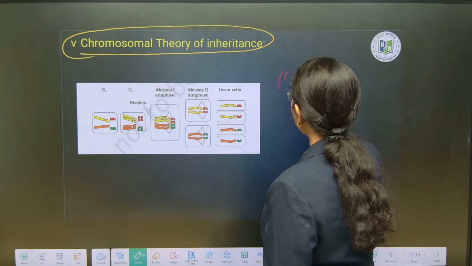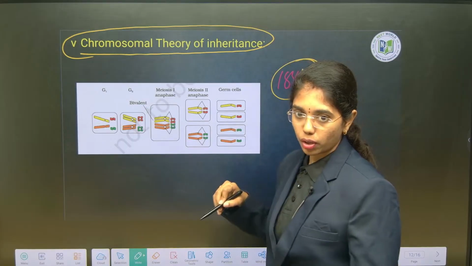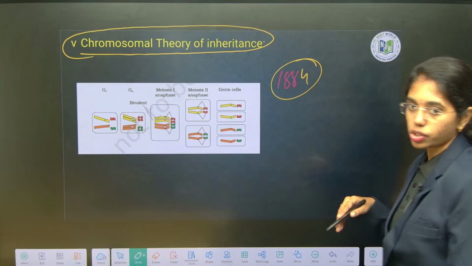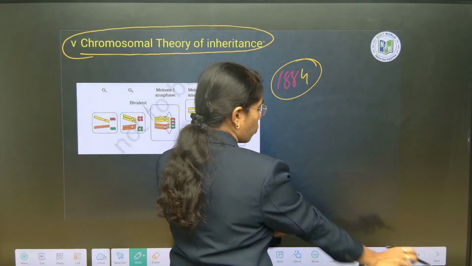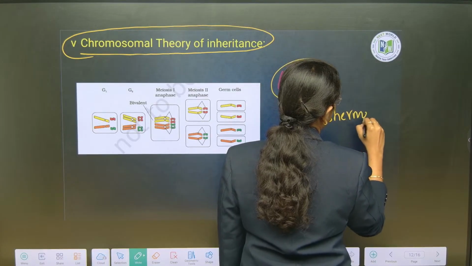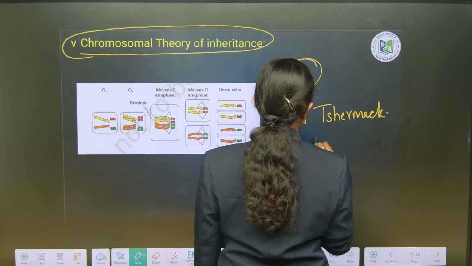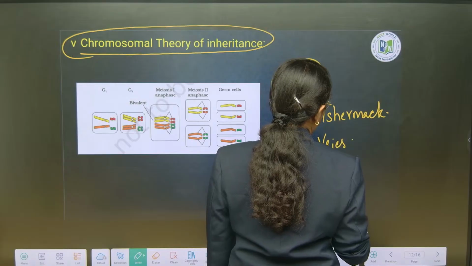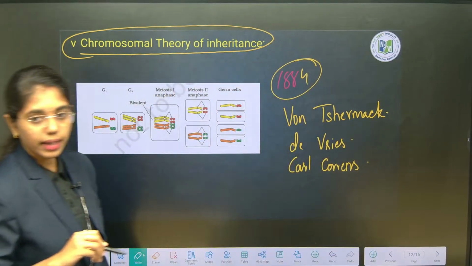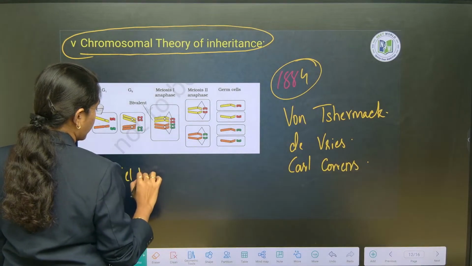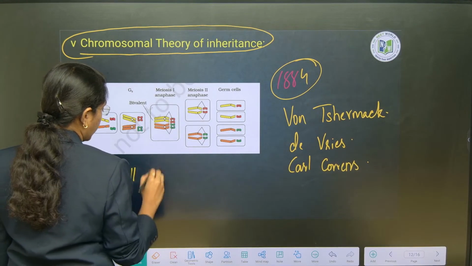In 1884, with the development of the microscope and all, 3 scientists rediscovered Mendel's law of inheritance. Who are they? Von Tschermak, De Vries and Carl Correns. Fine, Von Tschermak, De Vries, Carl Correns, they rediscovered Mendel's pattern of inheritance, and they studied cell division in detail.